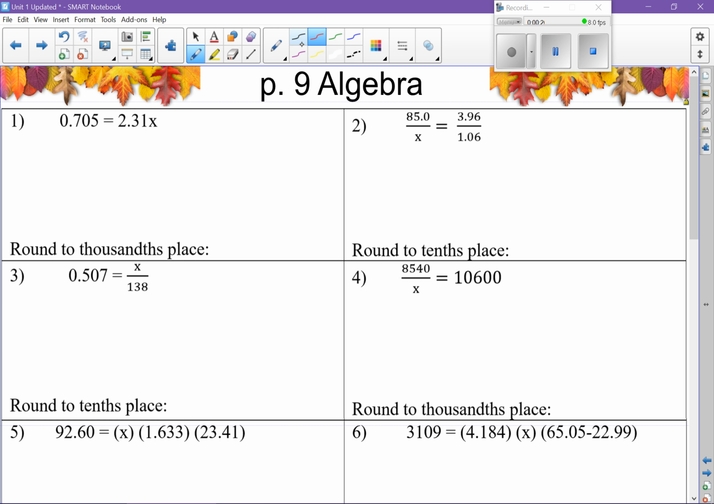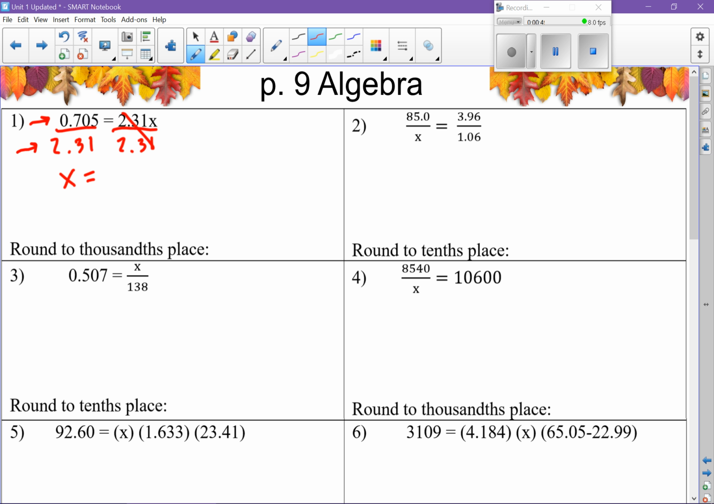This is a very simple algebra problem. Your goal is to get x by itself. We want to get rid of that 2.31. The way that we're going to do that is by dividing. We're going to divide both sides by 2.31. This cancels, so x equals, you just put this in your calculator, 0.705 divided by 2.31.